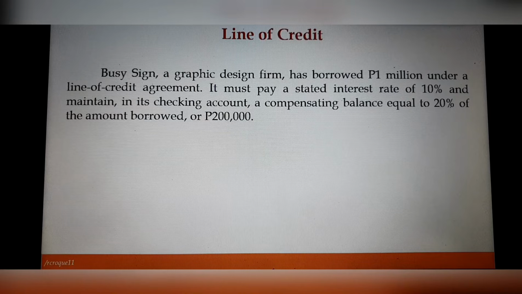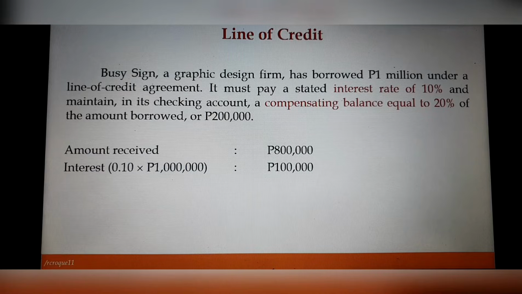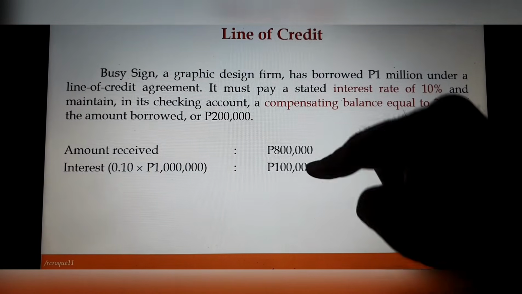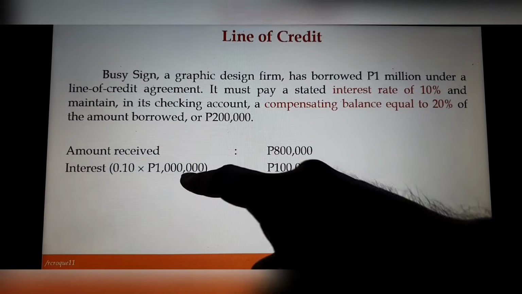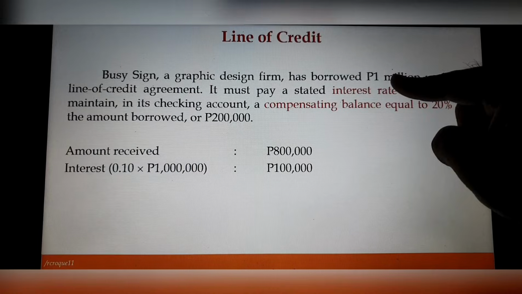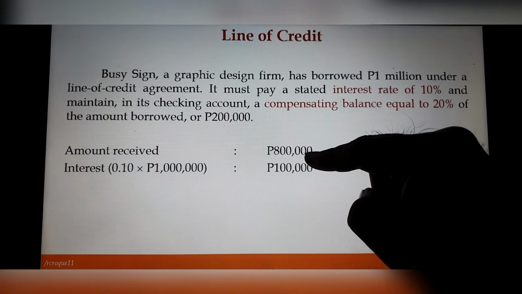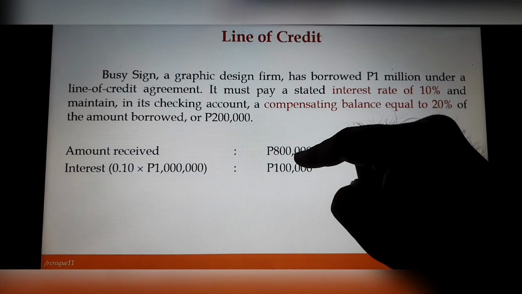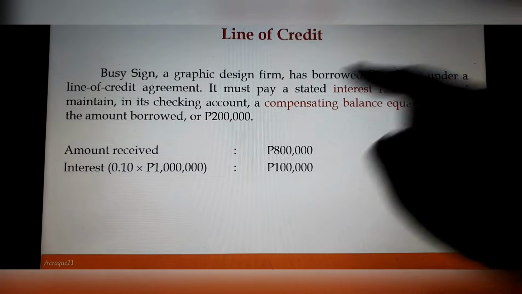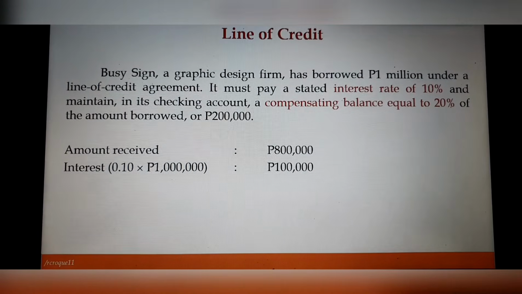Okay, the question is, magkano ba yung interest that we have to pay? The interest is 100,000. That is your 1 million times the 10%. 1 million kasi yung hiniram pa rin natin. But the amount received was only 800,000, reduced ng 200,000. So 1 million minus your 200,000.